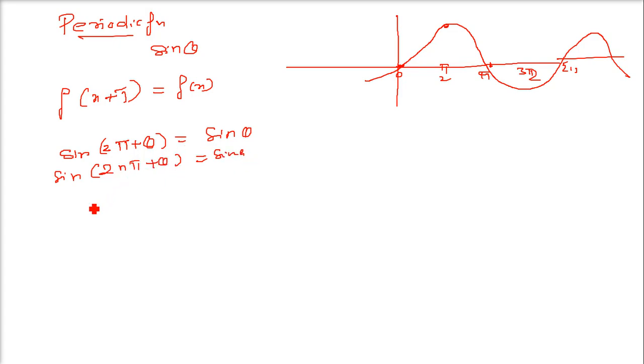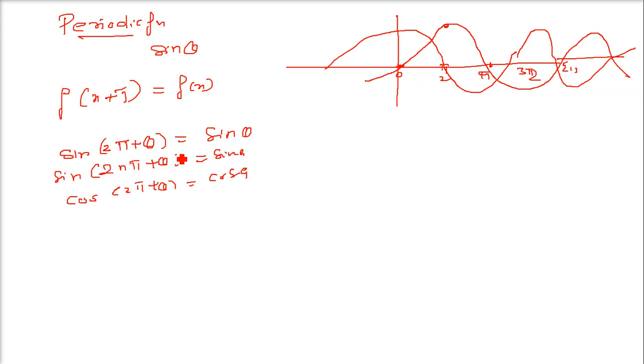Similarly for cos, the graph will be something like this. It is also repeating after 2n pi, so 2n pi plus theta. So these are periodic functions. Sine and cos repeat after 2 pi, and tan and cot repeat after pi. One more thing is there, which is even and odd functions.